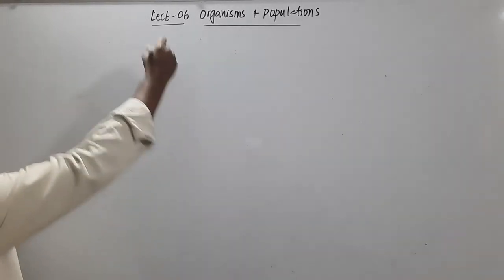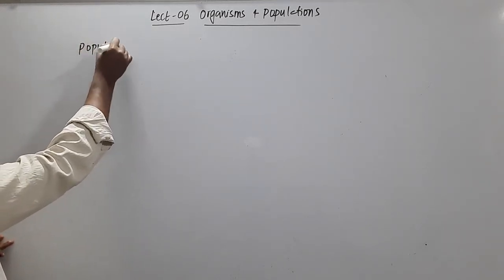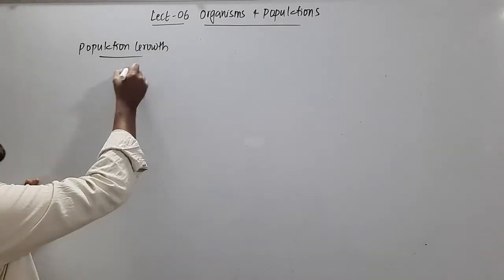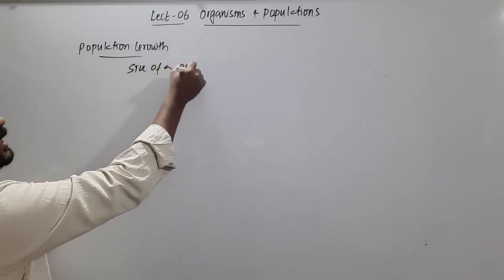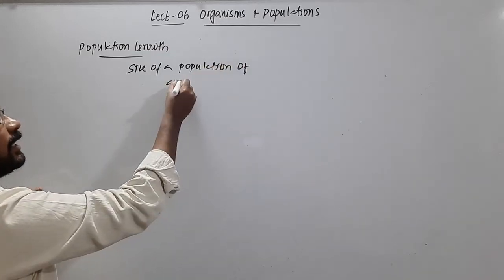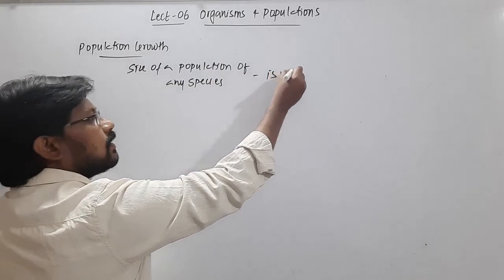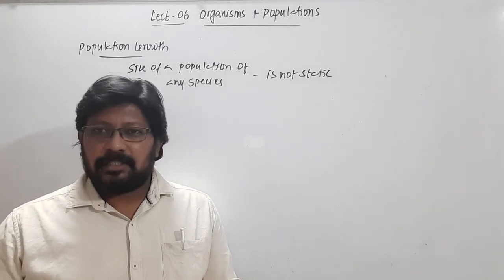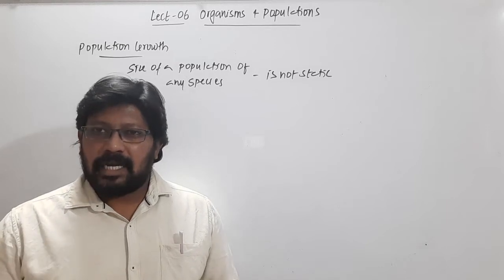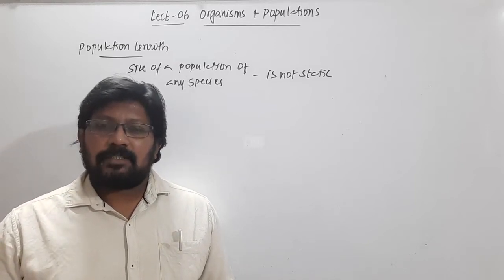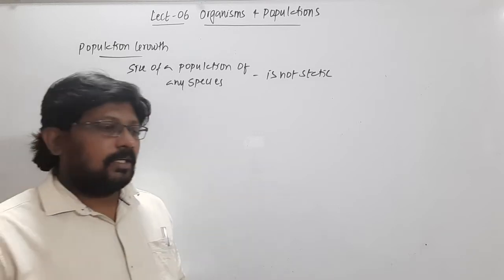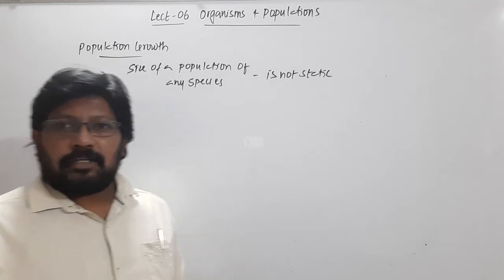Then next one we will see about population growth. Here the size of a population of any species is not static, which means the population size increases or decreases depending on a lot of factors. Okay, they may have diseases and some of them may die, reducing the population, or the environmental factors are so adverse that they're not able to withstand the climatic conditions, like droughts or floods. There are so many external and internal factors that can control the population.